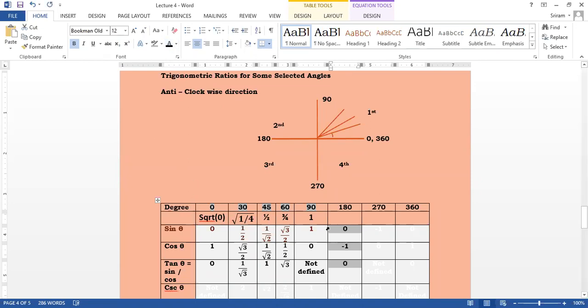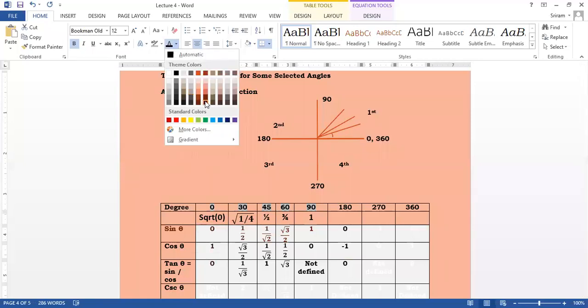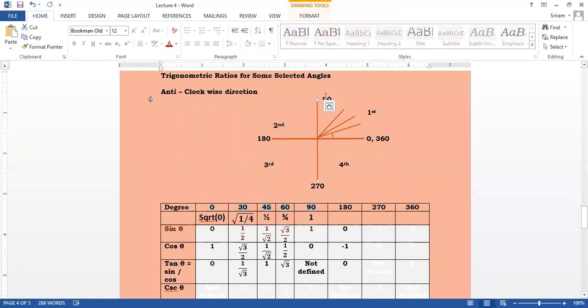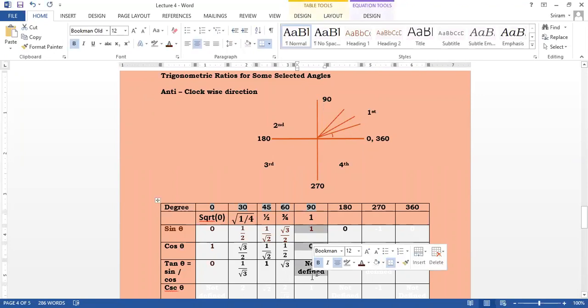So 0 minus 0 is 0. 1 will become minus 1. 0 will become 0. This is just the opposite value of 0, because 180 is just opposite of 0. I am going to check 270. Where is 270? 270 is just opposite of 90, isn't it? So we are having the value for 90. If I take the opposite of 90, this will become 270.